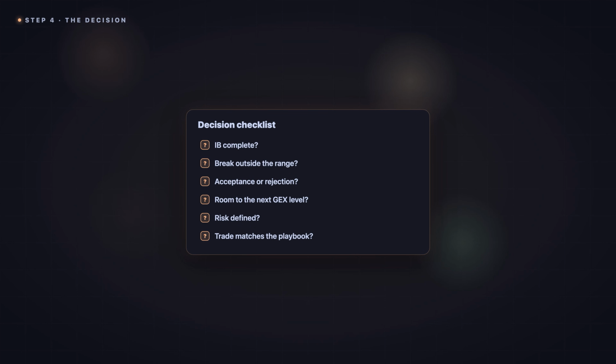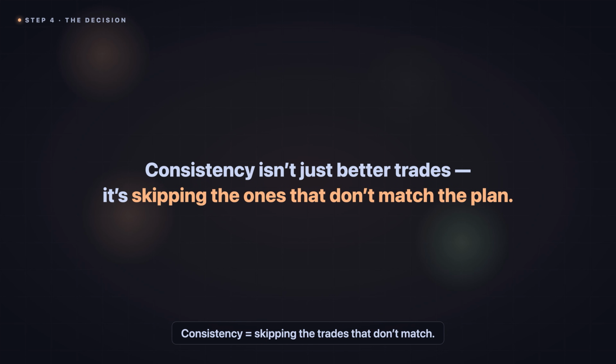If the setup is there, I execute according to the playbook. If it's not there, the best trade may be no trade. That's a major part of becoming more consistent. Not just taking better trades, but skipping the trades that don't match the plan.